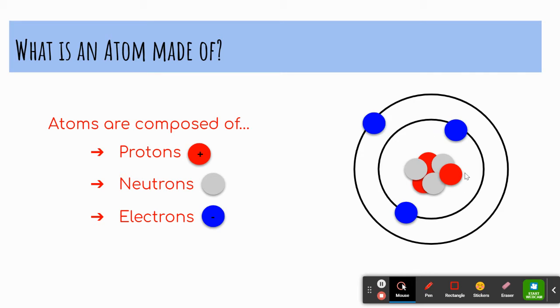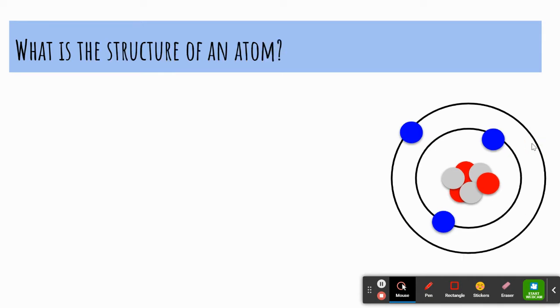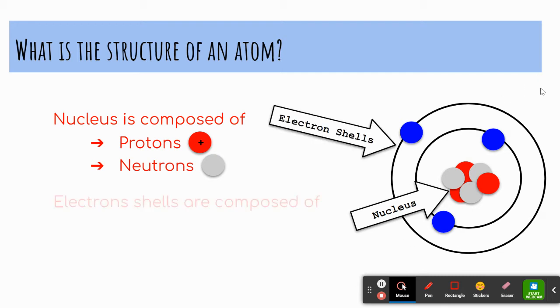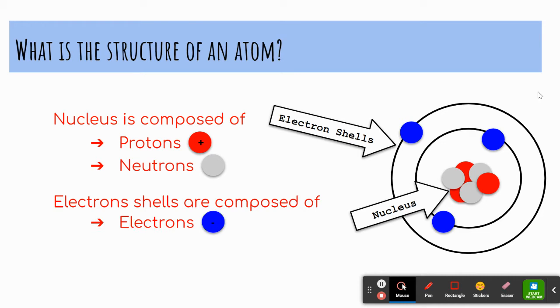So there is a certain structure to an atom. The protons and neutrons are here in the center, and then the electrons are in these rings outside of it. So the center has a name. It's not just called the center. It's called the nucleus. Remember, the nucleus is composed of those protons, which are red here, and the neutrons that are gray. And then these rings that surround it that have the electrons are called the electron rings.